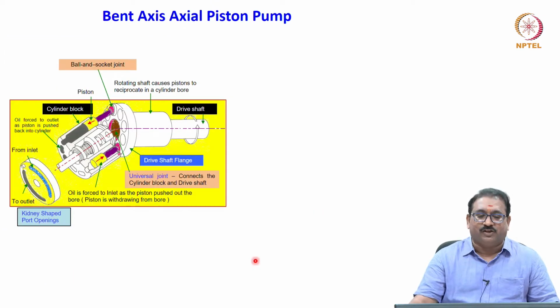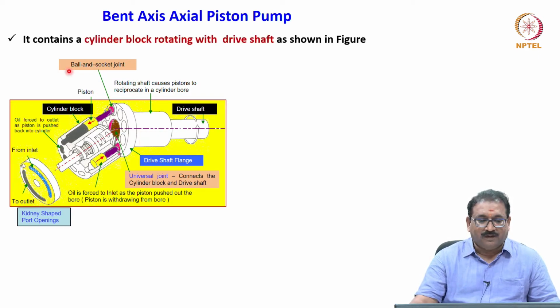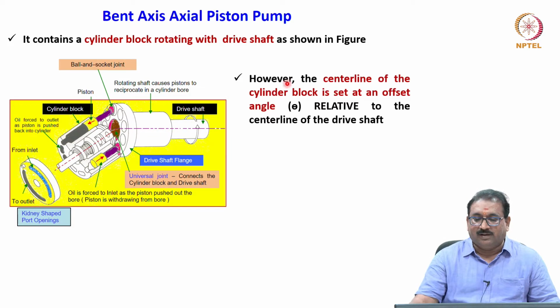Now quickly we will see the constructional details. I am showing you in detail here. As I have told you, the bent axis piston pump contains the cylinder block rotating with a drive shaft. Here is the drive shaft. However, the center line of the cylinder block is set at an angle, the offset angle, called theta, relative to the center line of the drive shaft.